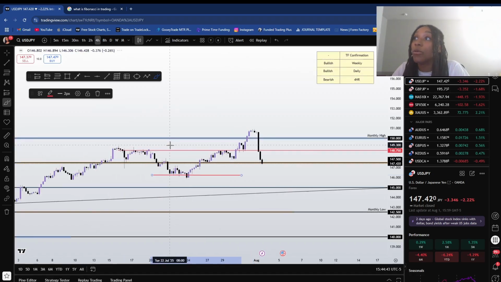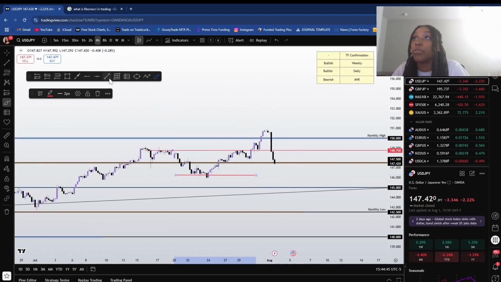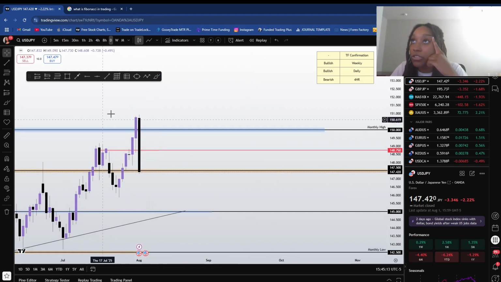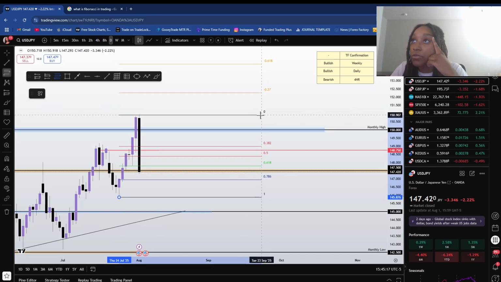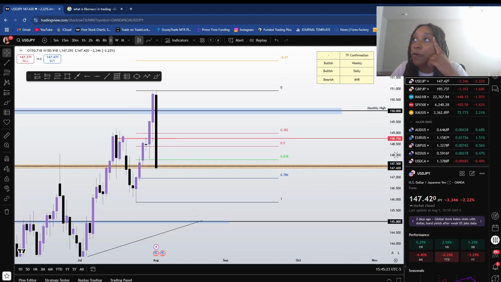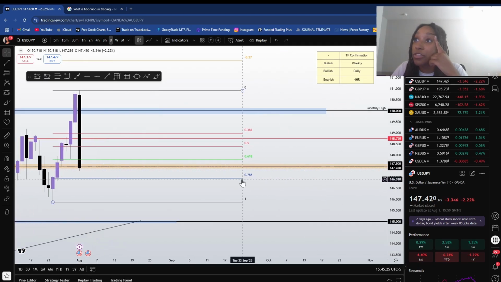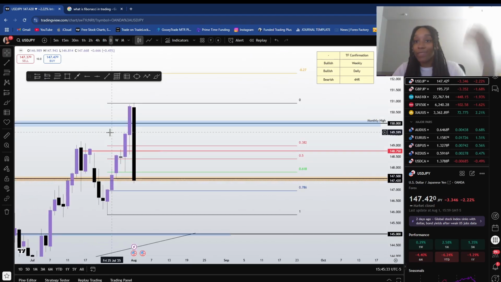Now the 4 hour, we're definitely bearish, right? We broke structure already. We broke structure here, and we broke structure right here. So yeah, we are definitely bearish on the 4 hour. But if I was to draw my fib, technically this is my swing low, this is my swing high, and we're in this 61 zone. So my weekly is still bullish and my daily still bullish. So if I get reactions from this area, I'm looking to buy.